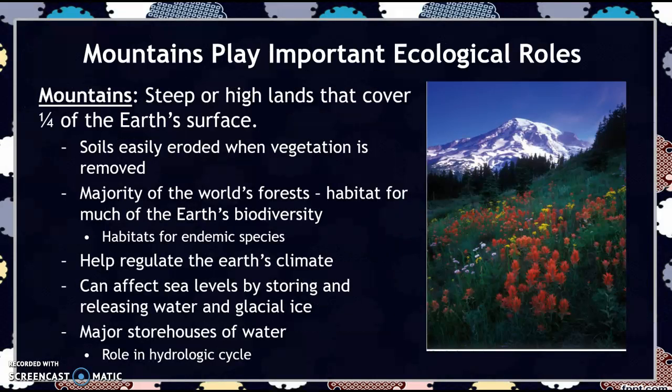Finally, we have mountains. And you guys all know what mountains are. They're steep or high lands that cover almost a fourth of the Earth's surface. Here, when vegetation is removed, soils are easily eroded. So when disturbances come through like an avalanche or glacial movement, it often takes a little while for our ecosystems to recover.